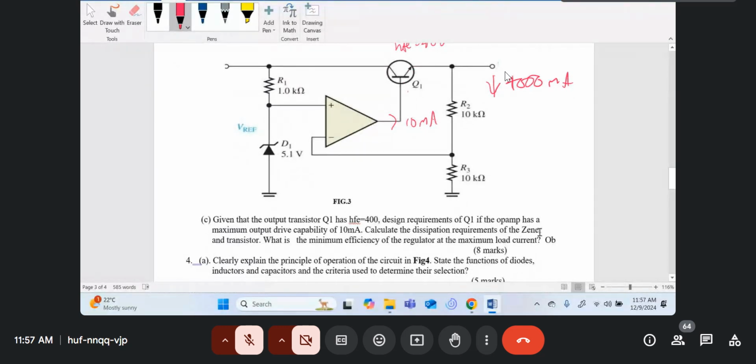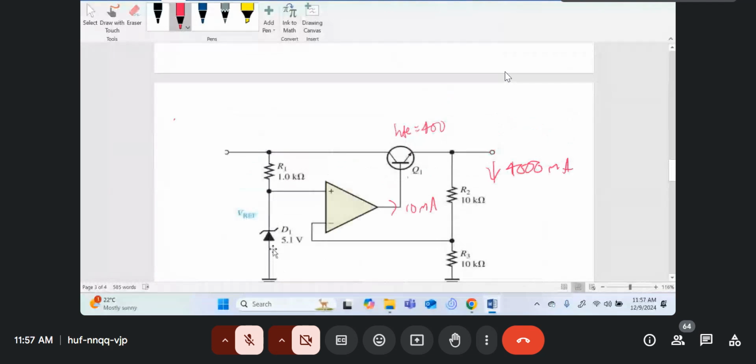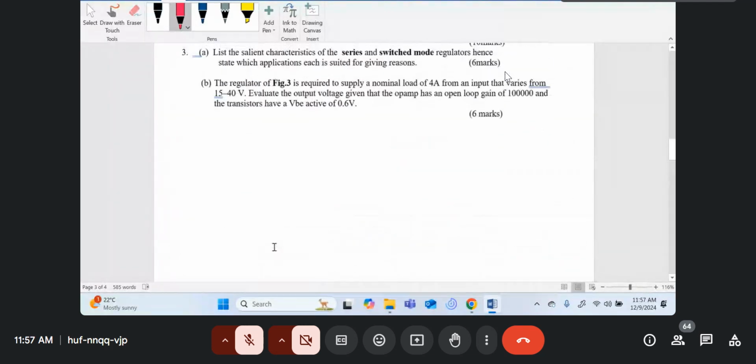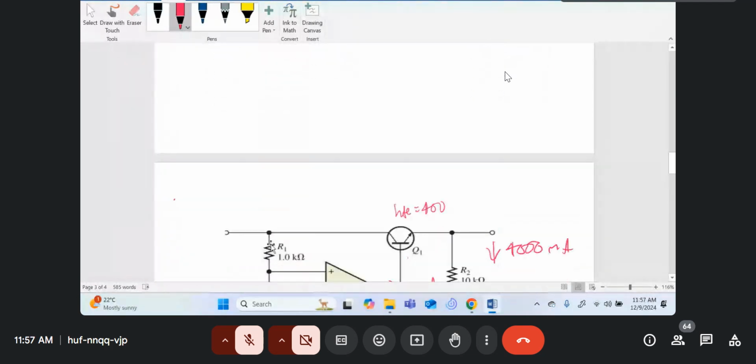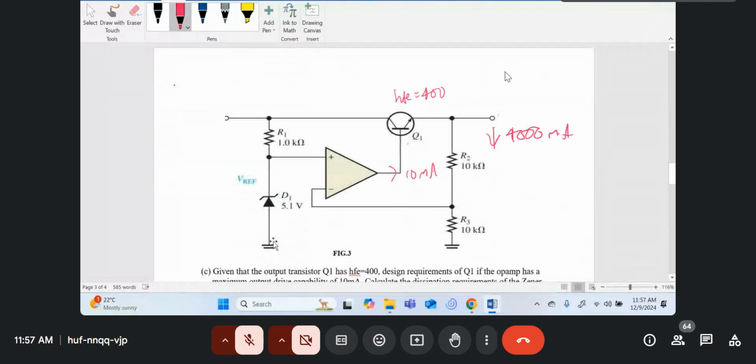Then you are told to calculate the dissipation requirements of the Zener and transistor. So power dissipation of the Zener, let's start with that one, is easy. Power dissipation of the Zener is just IZ times VZ. And what is IZ? For IZ, you use maximum input because you're told the input varies from 15 to 40.